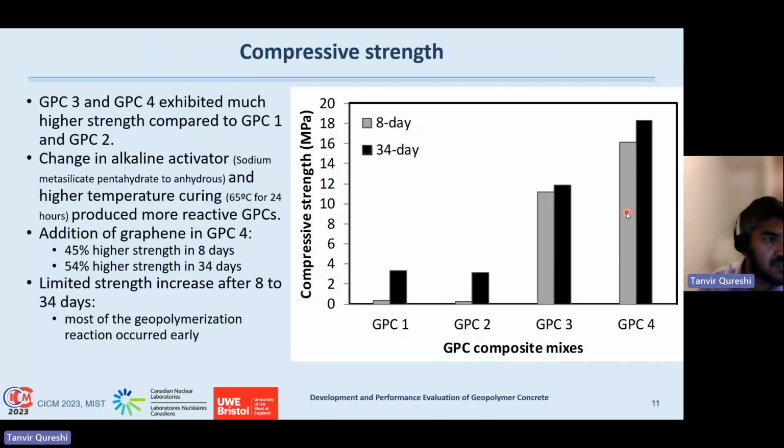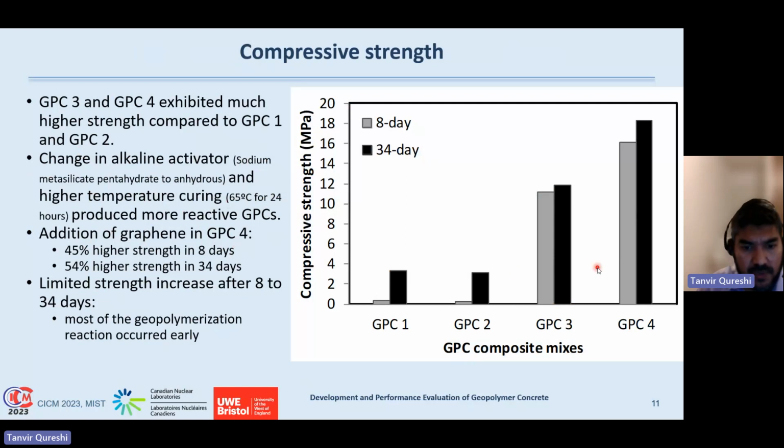Looking at the compressive strength results, GPC3 and 4 exhibit much higher compressive strength compared to 1 and 2, as clearly this adaptation of the alkali activator systems from sodium metasilicate pentahydrate to anhydrous and the high temperature curing has significantly impacted it, because GPC2 also has graphene, but didn't show much impact on the mechanical properties. So these conditions are quite vital in geopolymer composites. However, the addition of graphene in GPC4 has shown quite remarkable enhancement in strength.